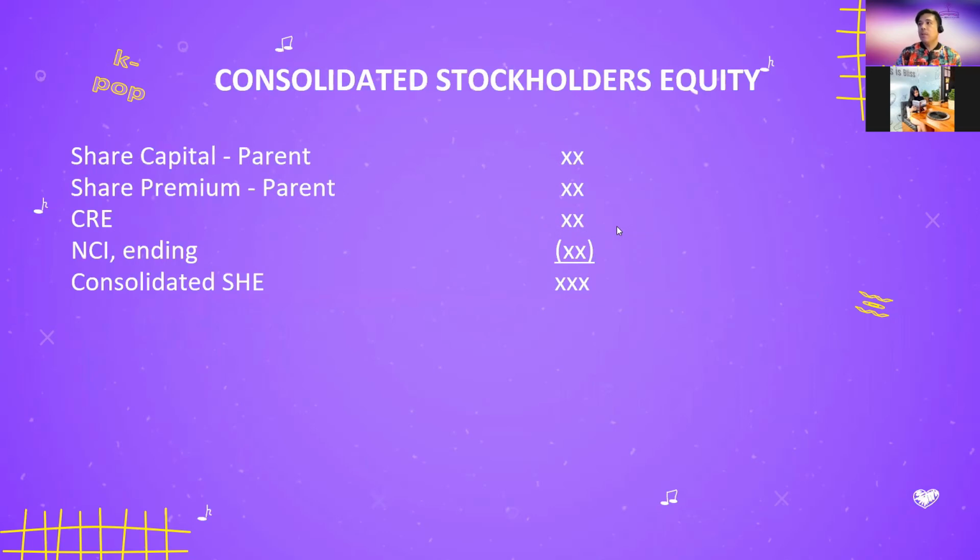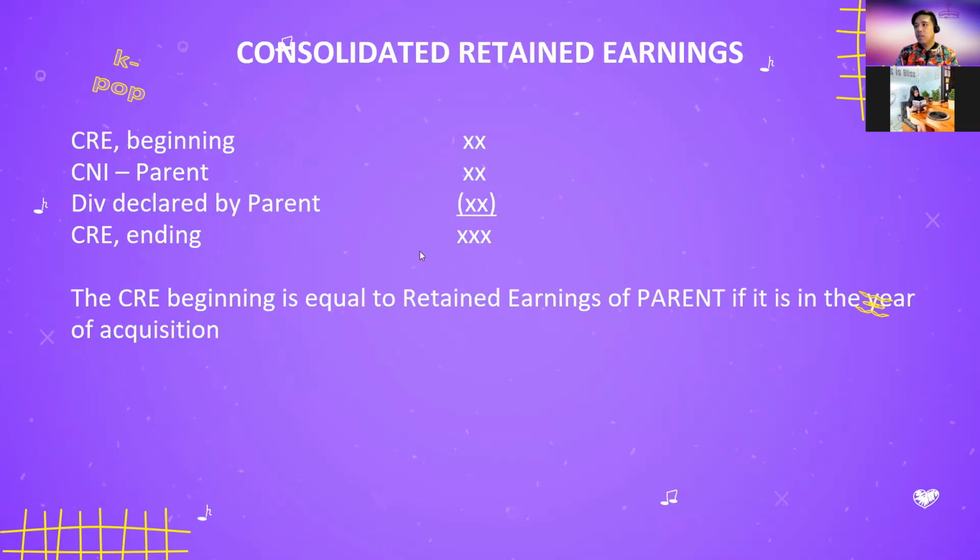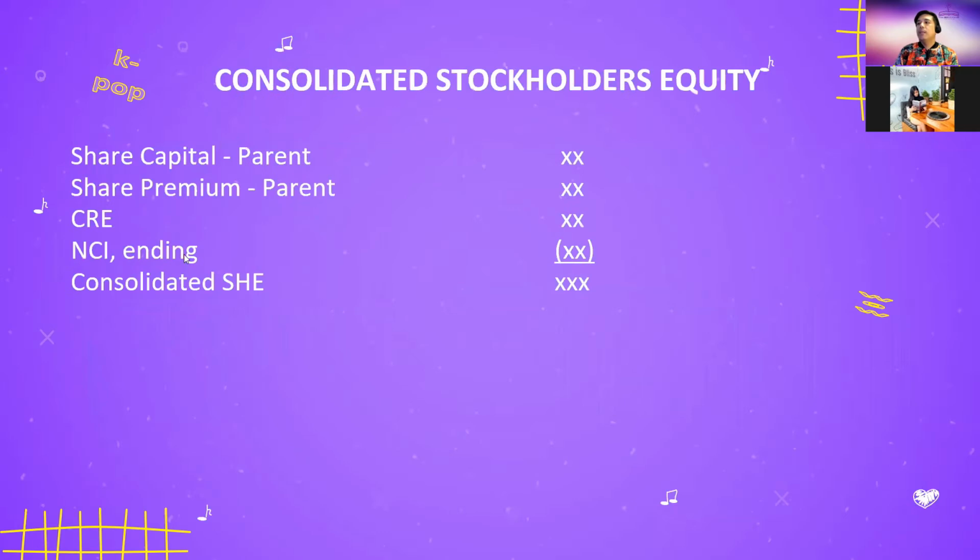And of course, we have the consolidated stockholders' equity. So we have the share capital of the parent, the share premium of the parent, plus the consolidated retained earnings. So meaning this one. And then the NCI ending. There, class. That's why the non-controlling interest is part of the consolidated stockholders' equity. This represents a 20% ownership, because this share capital, share premium, and CRE, this represents what? The 80%.